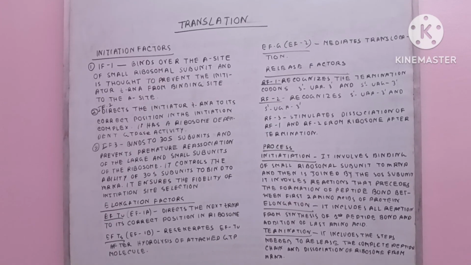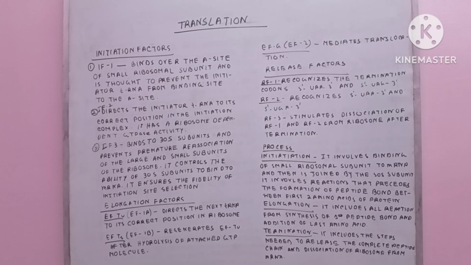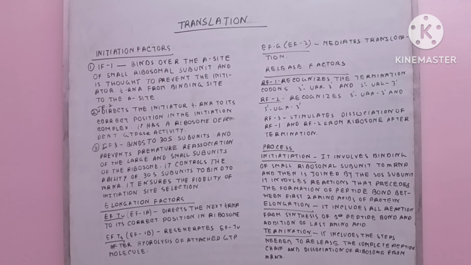And the release factors are RF1, RF2 and RF3. RF1 recognizes the termination codons UAA or UAG, so it recognizes two termination codons: 5' UAA 3' and 5' UAG 3'. RF2 also recognizes two termination codons, UAA and UGA, that is 5' UGA 3' and 5' UAA 3'. And RF3 stimulates the dissociation of RF1 and RF2 from the ribosome after termination.